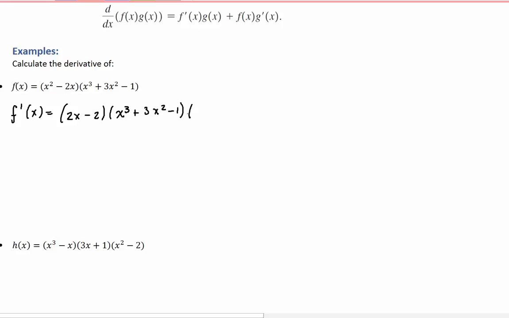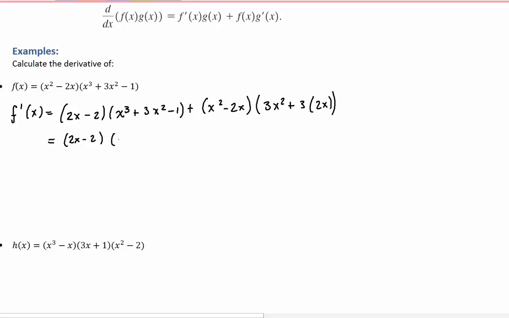And then, plus, and then you do the opposite. You copy the first one, and then you take the derivative of the second one, which is going to be 3x squared plus 3 times the derivative of x squared is 2x minus the derivative of 1, which is 0, so that's that. Okay, and then you could expand it out and simplify if you wanted, or you just leave it like that.